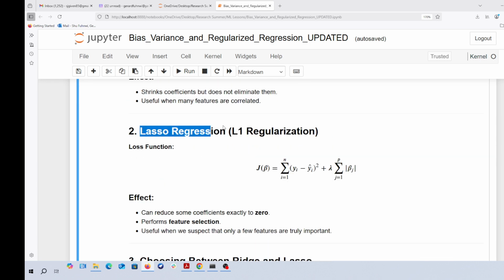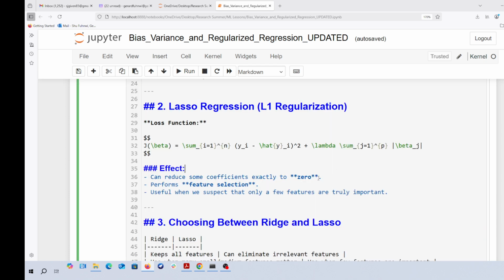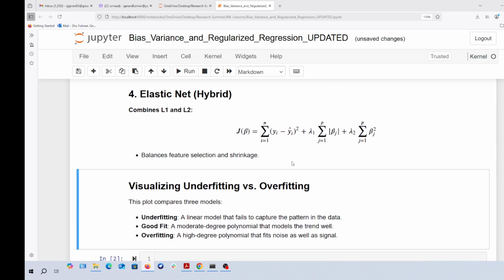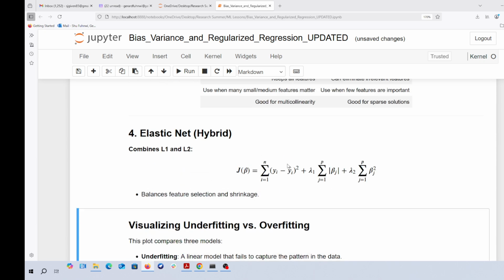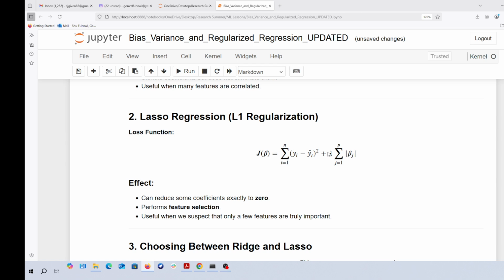One other technique we can use to solve these problems of overfitting is what we call L1 regularization, which is lasso regression. Here, instead, we are adding the sum of the magnitudes of the coefficients times this parameter lambda. When this parameter lambda becomes very large, some of these parameters will be reduced to exactly 0.